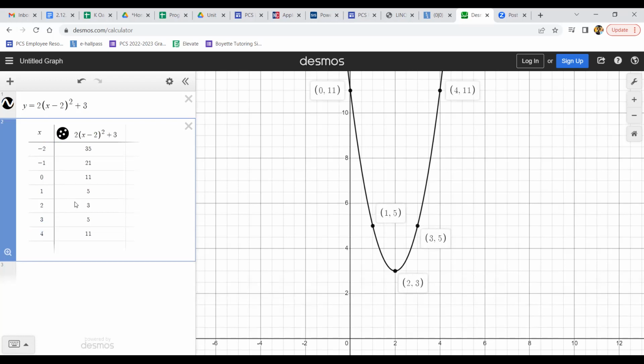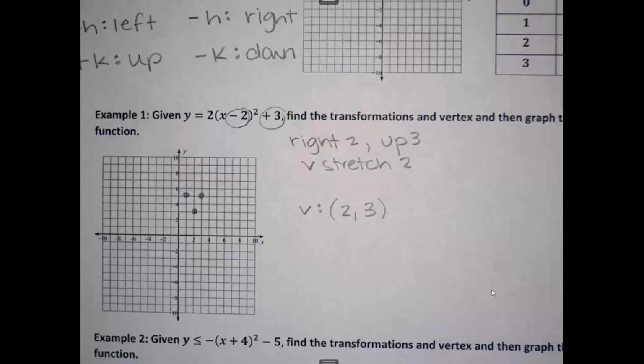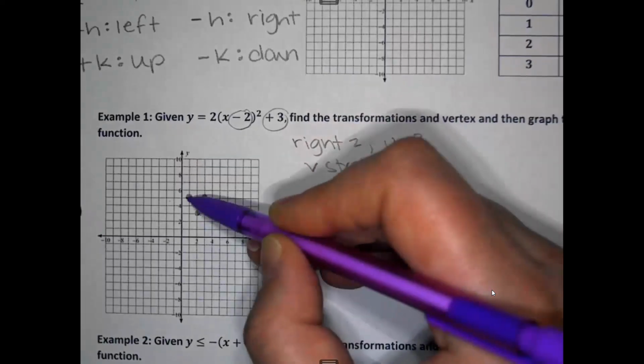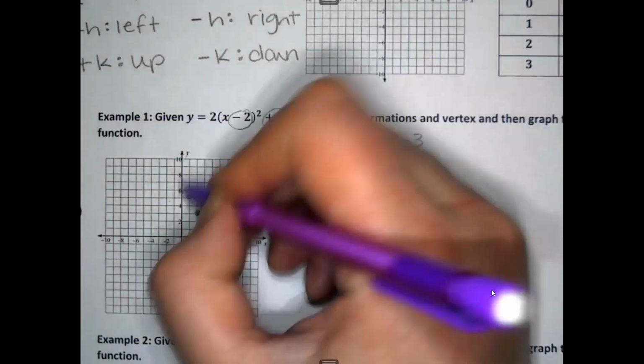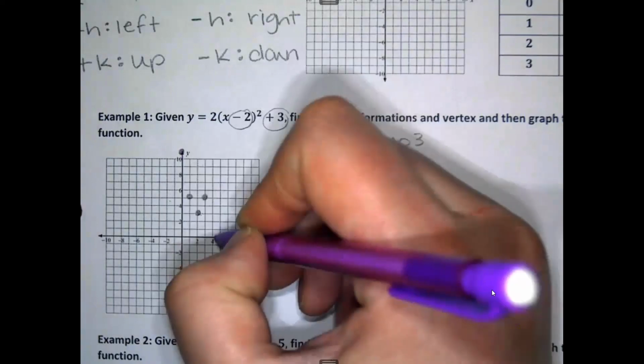So the vertex on the table is right here, 2, 3, and then go on one side, so 1, 5, and then go to the other side, 3, 5. So 1, 5, and 3, 5. And if you can do 2 points on either side of the vertex, that is preferable. But sometimes the points just get too big too fast. So this one's 0, 11, and 4, 11. That's a little bit off the grid. We could still graph it, to be honest. It's not too far off the grid. So I did 2, 3, 1, 5, 3, 5, and then 0, 11. See, it's not too far off the grid, just a little bit.